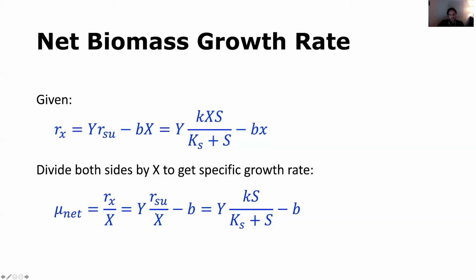All right, so then the rest of this is just algebra. Y R sub SU divided by X, minus b, is also equal to Y K S divided by the half saturation rate constant plus S, minus b.